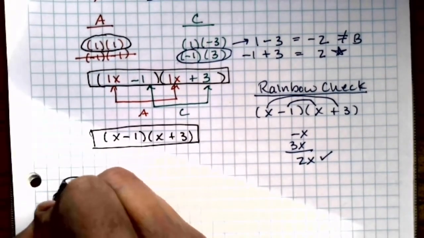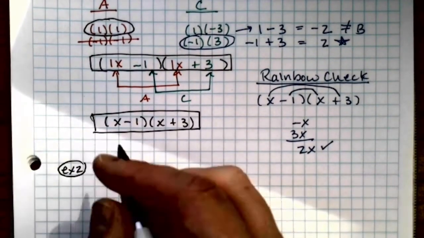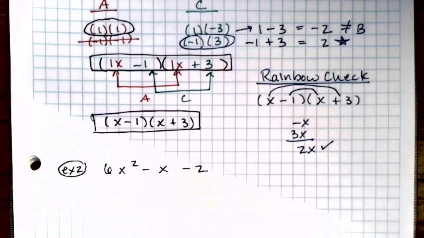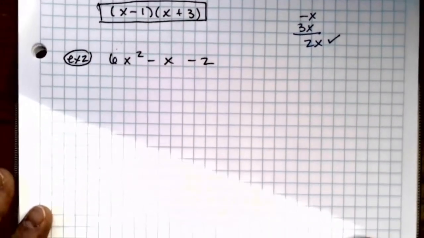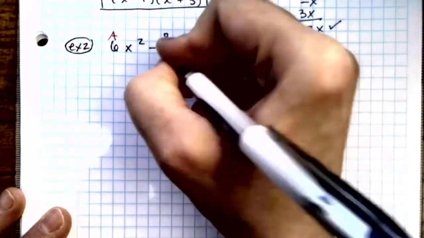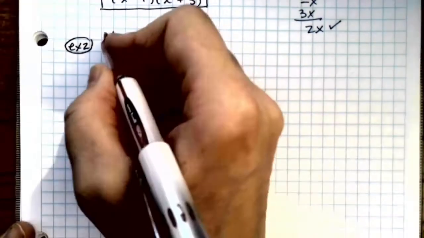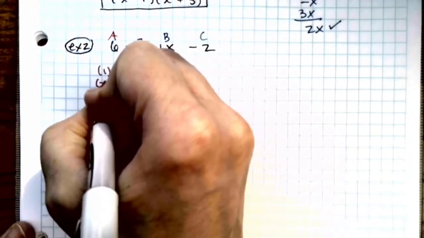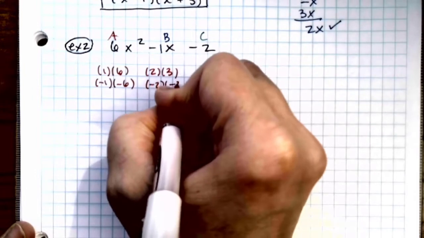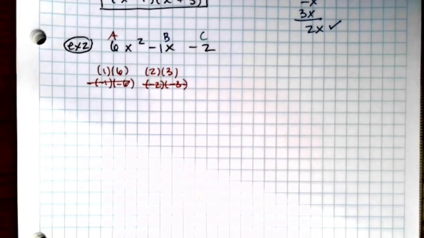So let's go to a second example, which is a little bit less simplistic. Let's say that we're using 6x squared minus x minus 2. There are 3 terms, so this is regular ABC factoring. A is 6, B is negative 1, C is negative 2. So if I list factors of A, I get 1 times 6, negative 1 times negative 6, 2 times 3, or negative 2 times negative 3. We can eliminate the double negatives on the A term.